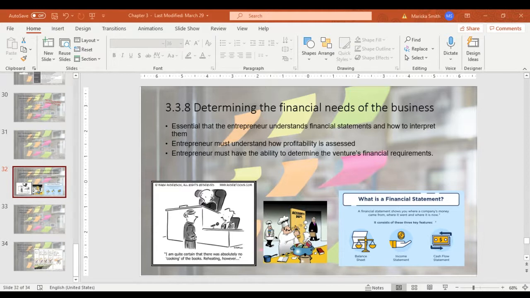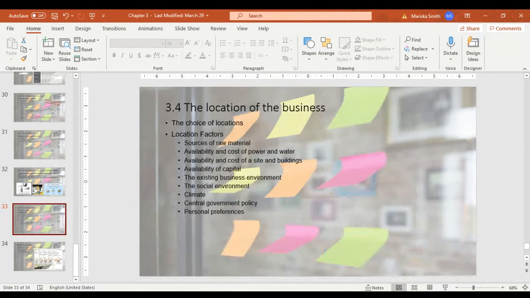So guys, the next thing we're going to look at is the location factors, the location of the business. So where do we want to open the business? Obviously we have a choice of locations. You can literally choose to open a business anywhere in South Africa, anywhere in Africa, anywhere in the world. You can choose to open your company.